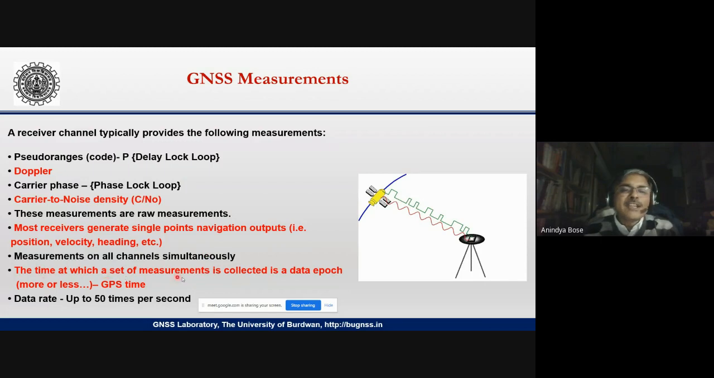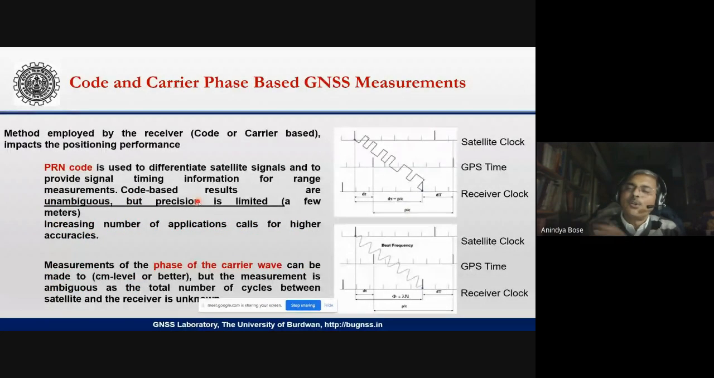The time at which a set of measurements is collected in a data epoch is called GPS time. And the data rate is very slow, 50 times per second. In terms of digital communication, it's a very, very low data rate, 50 bits per second or 50 bps, from the satellites. It is transmitted to the receiver. The receiver takes the data, uses all these parameters, and after that gives out your location.